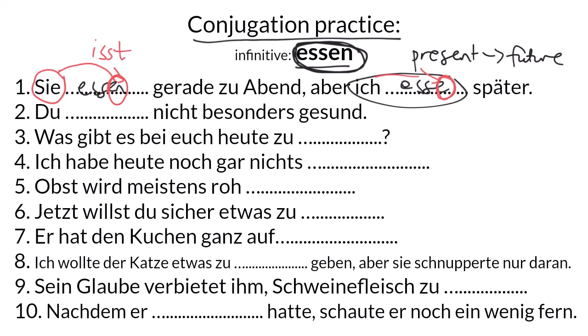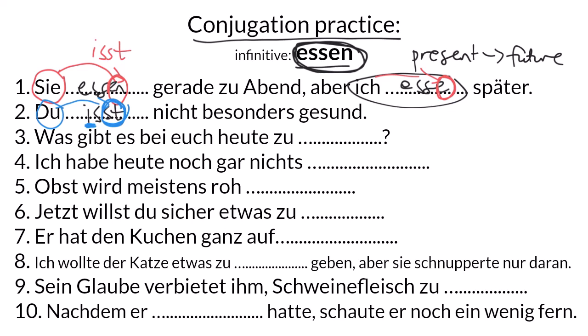Number 2, du isst nicht besonders gesund. You don't eat particularly healthily. Now here we do have an st ending, even though one s has been removed, and that's because of the du. We've got a vowel change because du has that vowel change in the present tense with essen. And this is one of those scenarios where we would just say eat, not are eating, because you're talking generally about someone's eating habits, not the fact that they are eating now or the manner in which they are eating now.